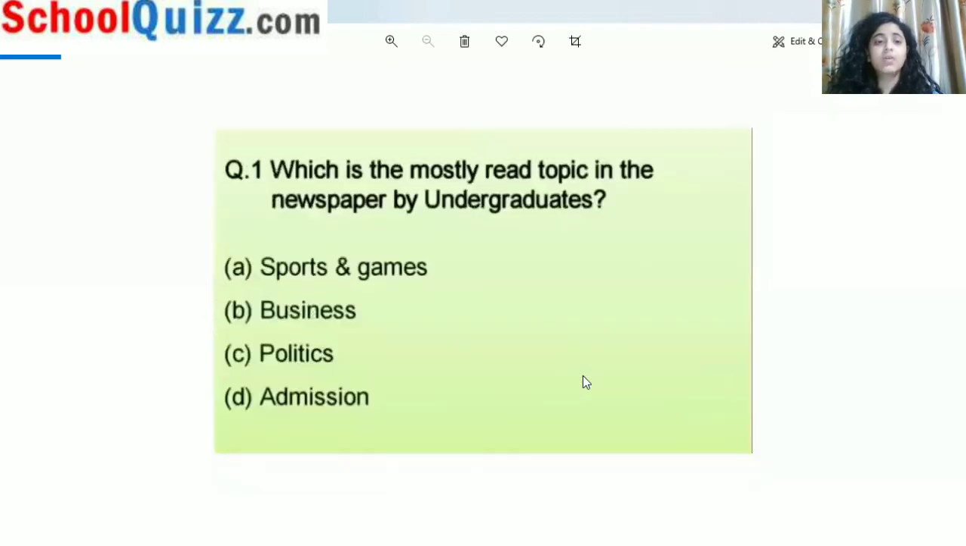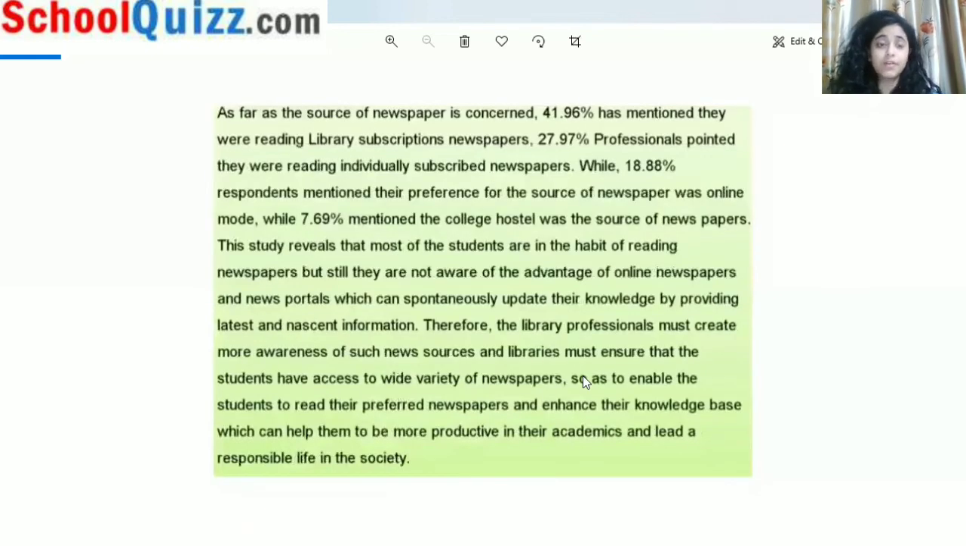Okay. So now this was the last paragraph of the passage. As far as the source of the newspaper is concerned, 41.96% have mentioned they were reading library subscription newspapers, means how you can get the subscription of the library. 27.97% of professionals pointed out they were reading individually subscribed newspapers, means they paid for those newspapers. While 18.88% of respondents mentioned their preferred source of newspaper was online mode, while 7.69% mentioned the college hostel was the source of newspaper. Okay.